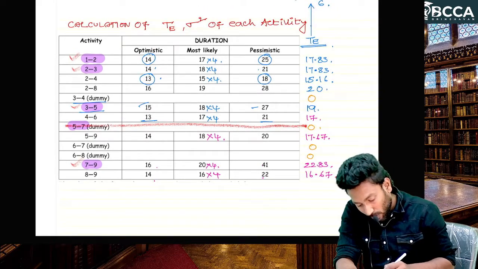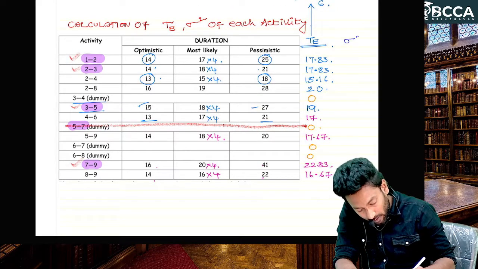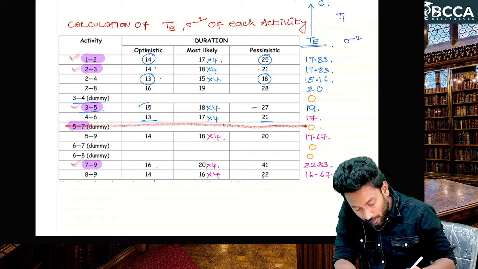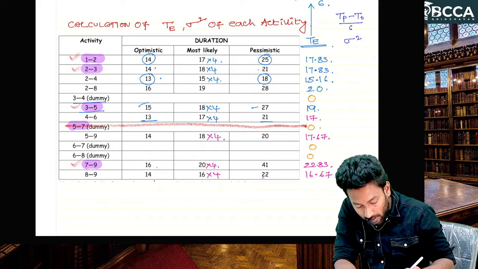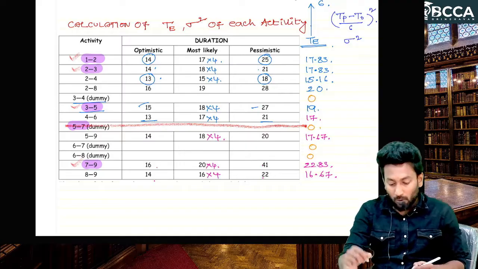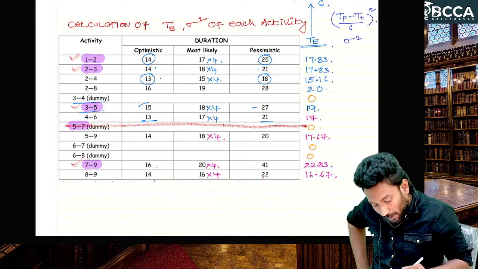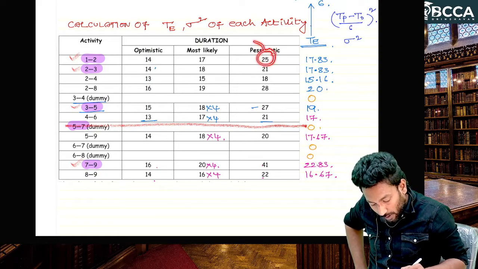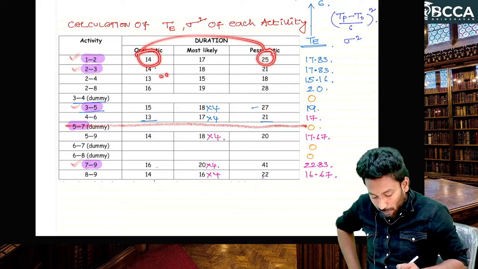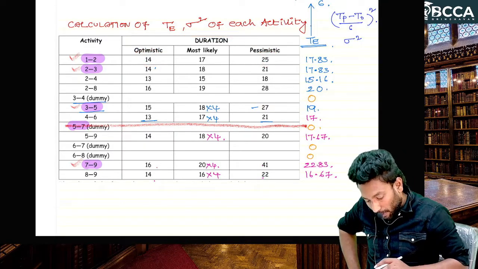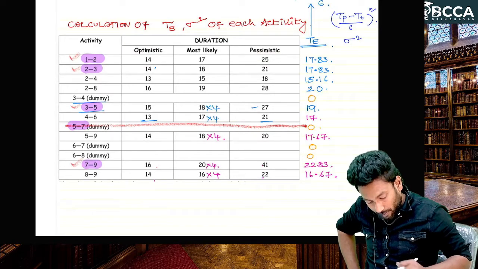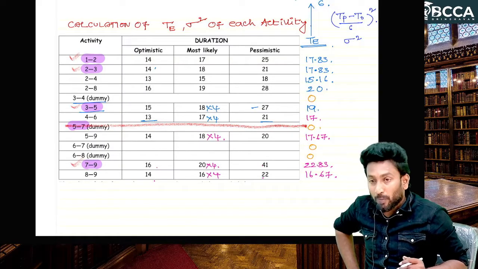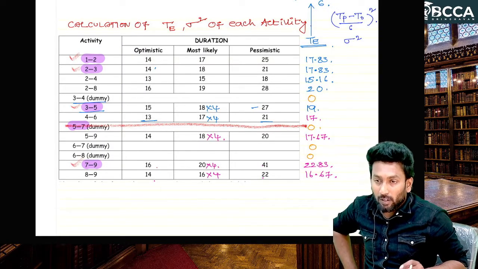So for these activities if you calculate the variance, that is enough. For activity 1 to 2, variance means sigma square. What is the formula for sigma square? (TP minus TO divided by 6) whole square. For 1 to 2, TP minus TO is 25 minus 14. How much, sir? 11. 11 by 6 is 1.8, and 1.8 whole square.